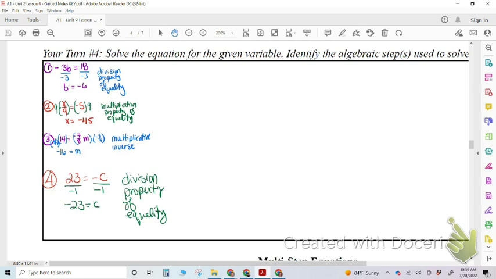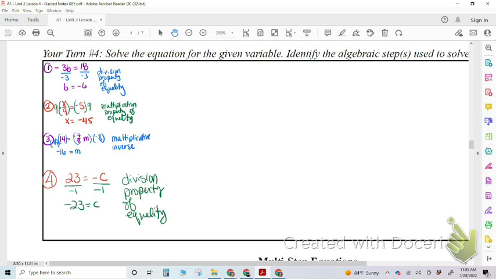All right, now that you've tried them, here's what you should have come up with. For the first one, you would have gotten the b by itself by dividing both sides by negative 3, and that is the division property of equality. For the second one, you would have gotten the x by itself by multiplying both sides by 9. That is the multiplication property of equality.